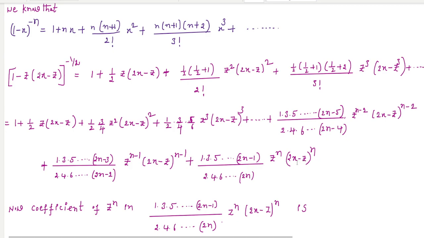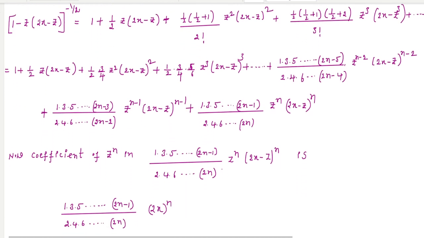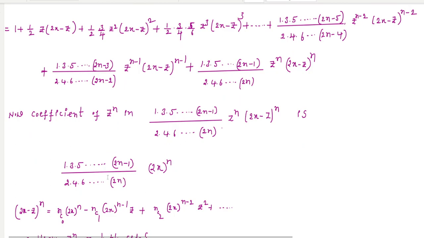Already here, (2x minus z) whole power n is also there. So just expand this one like this, the 2x whole power n. Generally we can write it like this. So this is our z power n coefficient of the nth term. Then you need to find the value of this (2x minus z) whole power n. This function is also there.